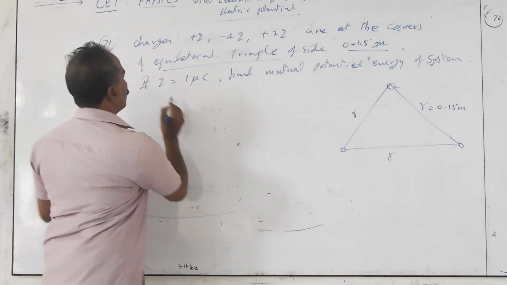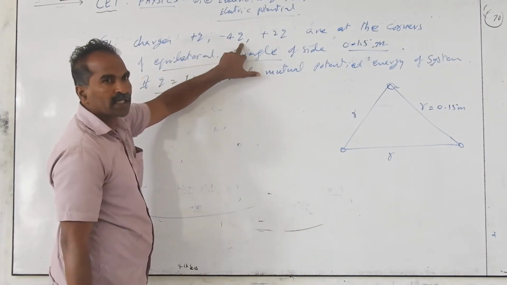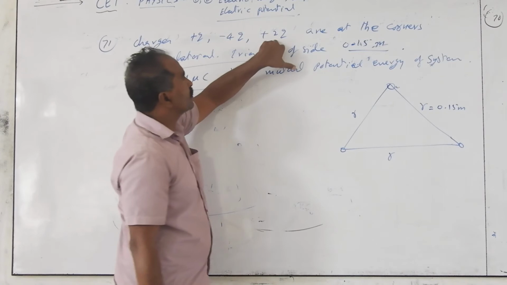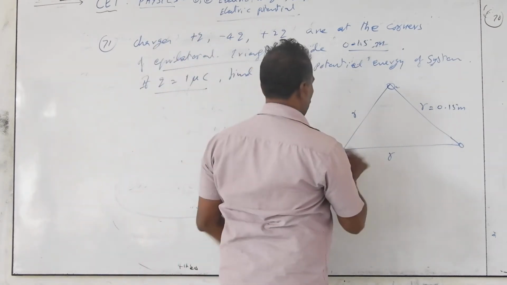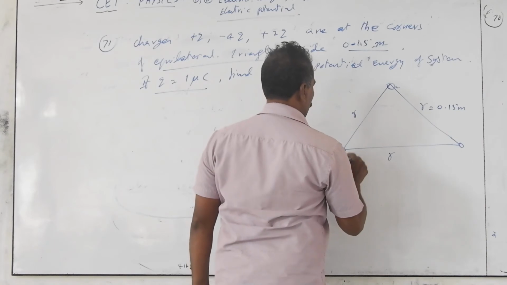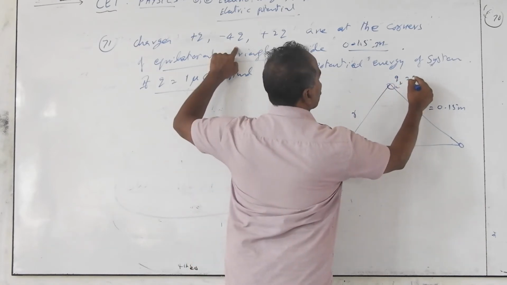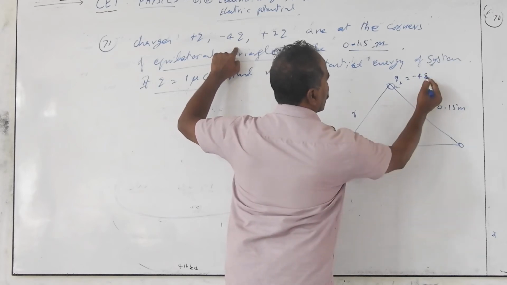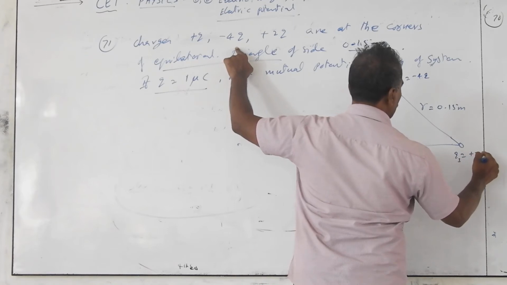Each charge value Q is 1 microcoulomb. So this one is 1 microcoulomb, this is minus 4 into 1, which is minus 4 microcoulombs, and this is plus 2 microcoulombs. We can take them as Q1, Q2, Q3. Q1 is Q, Q2 is minus 4Q, and Q3 is plus 2Q.